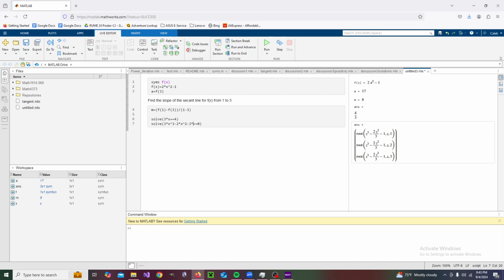Now, I think if I tweak this a little bit, maybe we get something that looks a bit nicer. Yeah, okay. So I slightly changed the equation so that the output is something that we can read more reasonably. And the answer ends up being 0 is one root, 1/3 minus root 10 over 3 is the other root, and 1/3 plus root 10 over 3 is the other root.